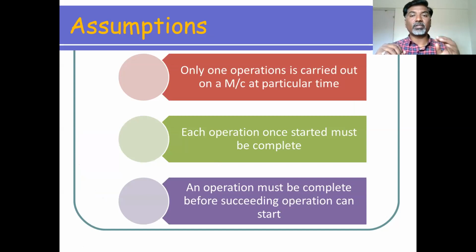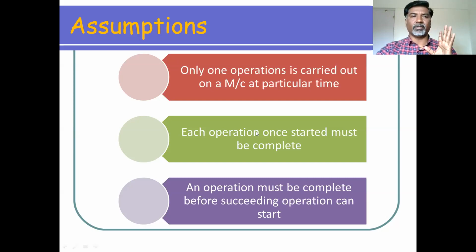Second, each operation once started must be completed. When you assign any job to a machine, till that job is completed, you cannot remove it or assign a new job to that machine. Third, an operation must be complete before succeeding operations can be started. You have to wait till that operation completes, and then the next job will be processed on that machine. These are the assumptions related to job sequencing you have to take into consideration.